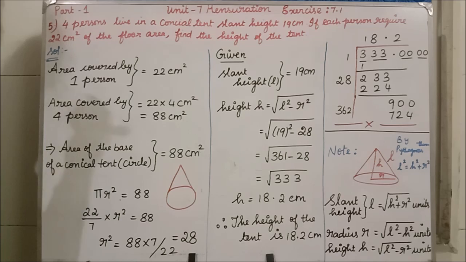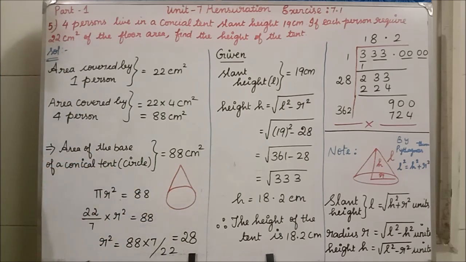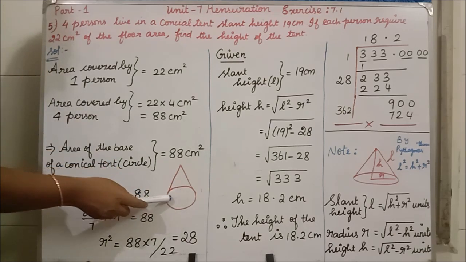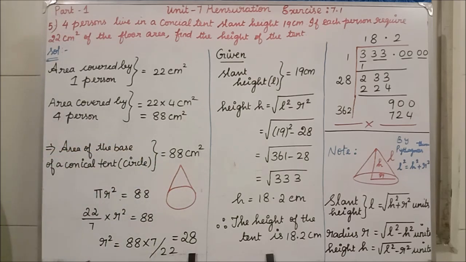We have to find the height of the tent. Clear, all of you? How many persons are going to sit? 4 persons are going to sit in the circular area. Each person takes 22 centimeter square. That much area they have taken. We have to find the height of the tent. Clear, all of you, the question? Now we'll see the solution.